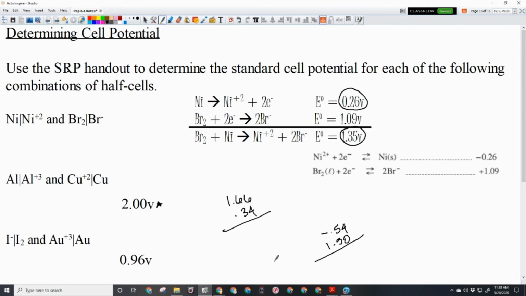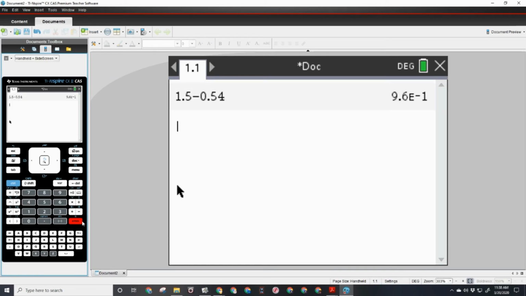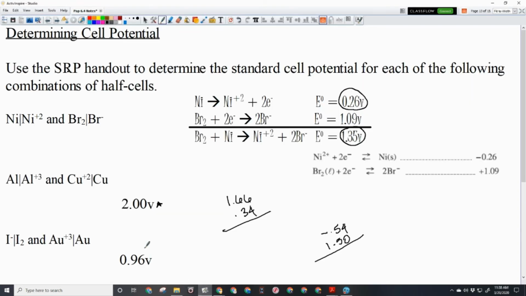So we want to add these up. 1.5 minus 0.54, we get 9.6 times 10 to the -1. All right, so remember, 10 to the -1, we're going to take this decimal and move it one place to the left because this is negative, so it's 0.96. So that's how you do that.